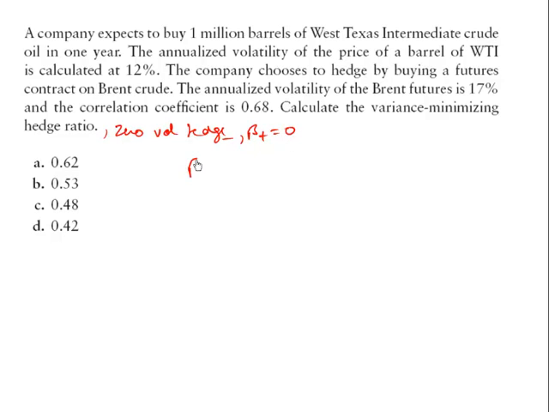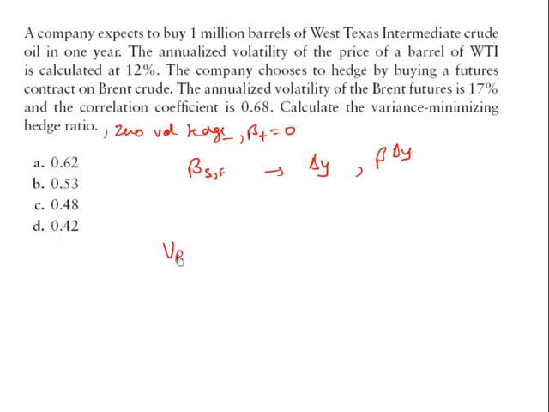Let's assume the current beta of the spot position with the hedging instrument or with the forward instrument is given, that is beta SF. Then if the forward position or the market moves by delta Y, now the market is the forward position, then the spot will change by beta into delta Y.